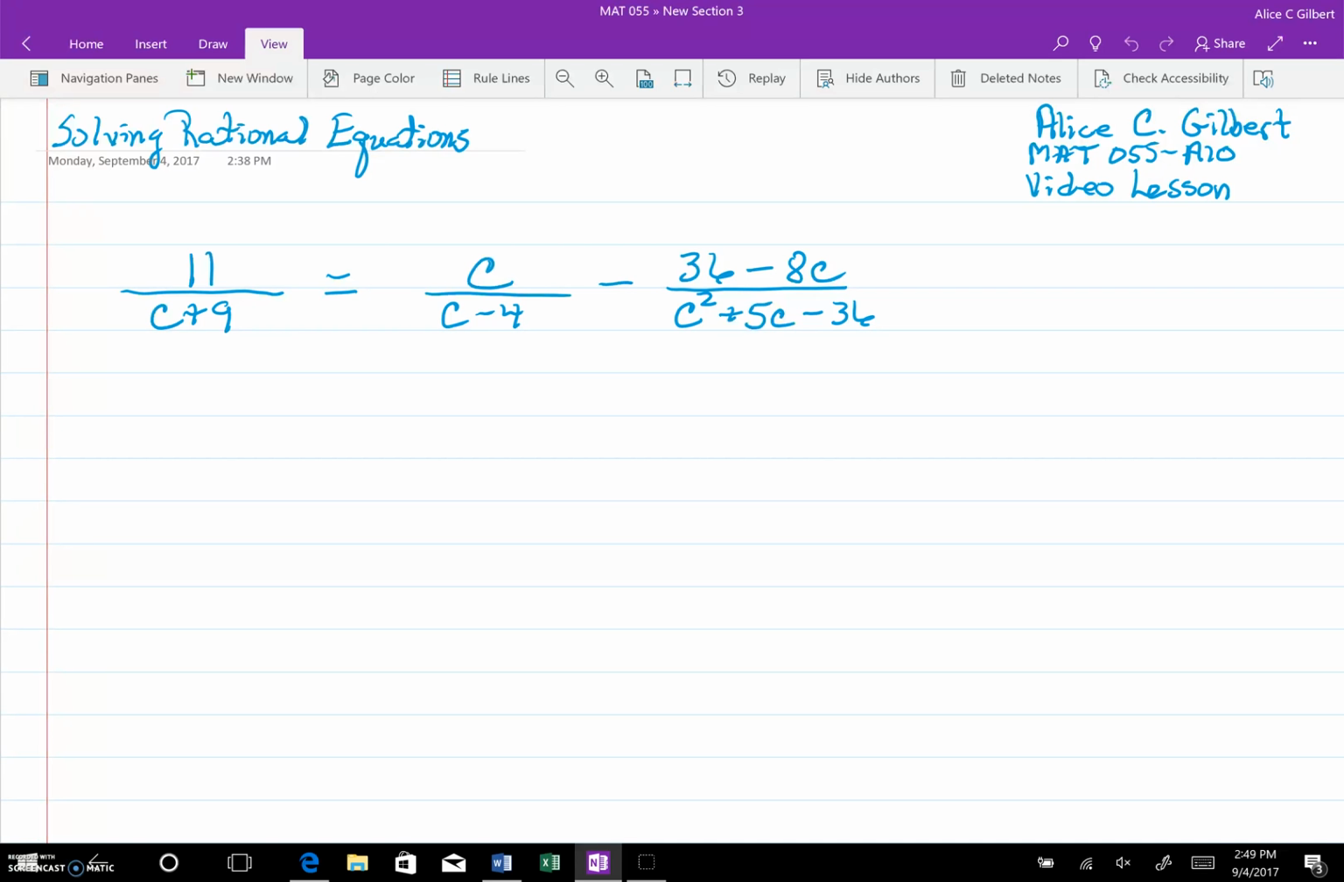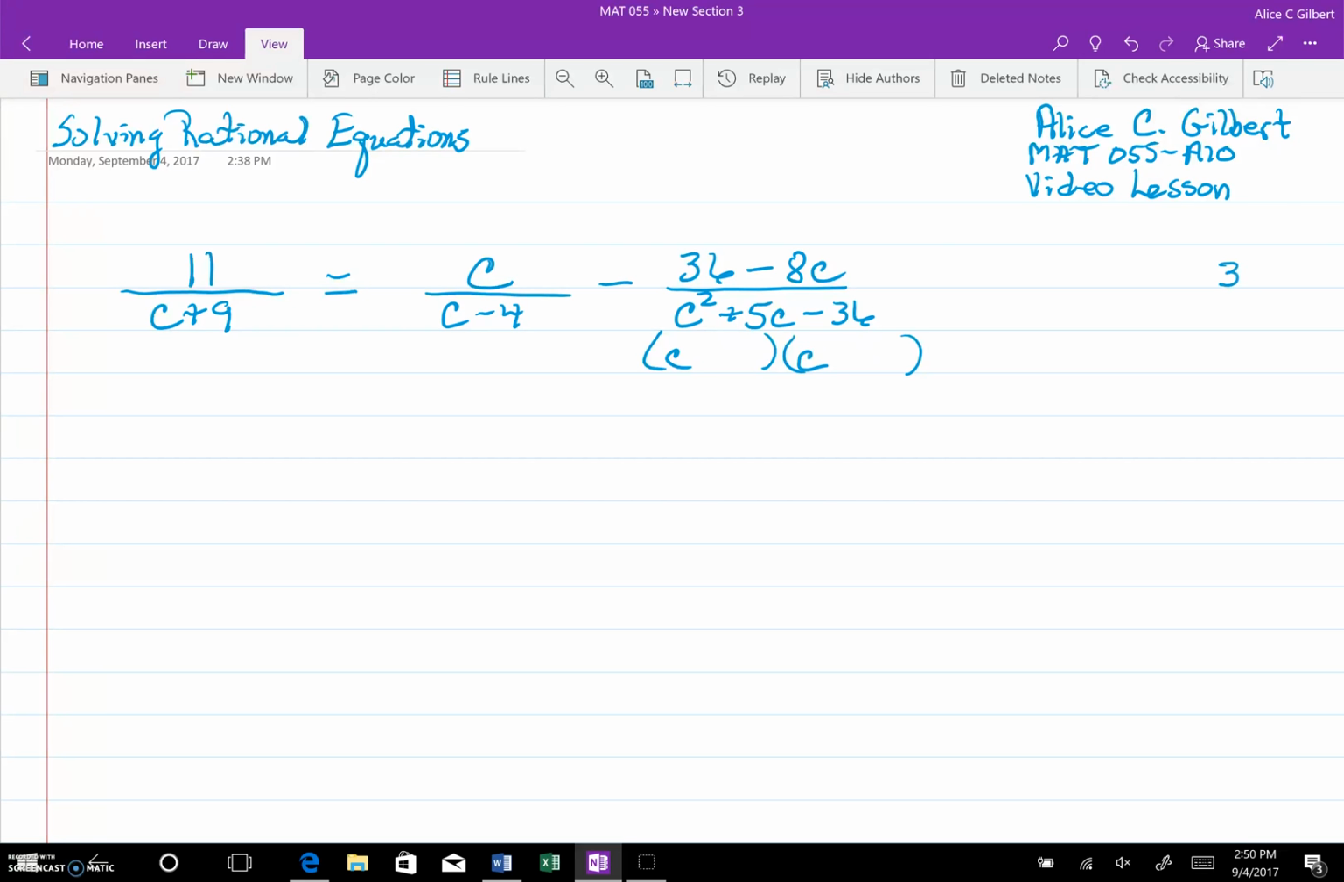All right, so we start out just like we do with an expression. We want to factor every denominator. So I can't factor the c plus 9, I can't factor the c minus 4, but I can factor the c squared plus 5c minus 36. It's rule 3a, I'm looking at the c.